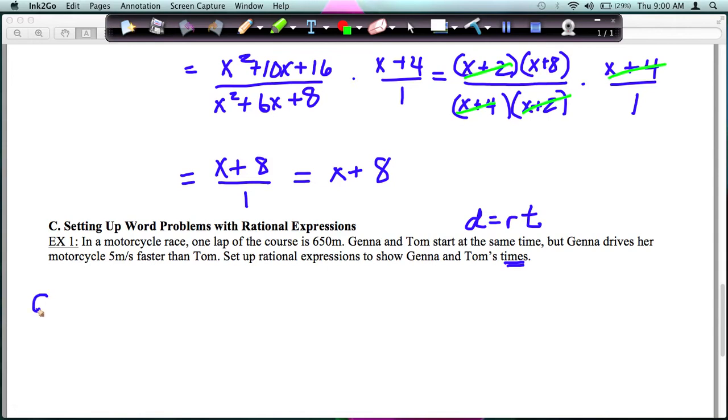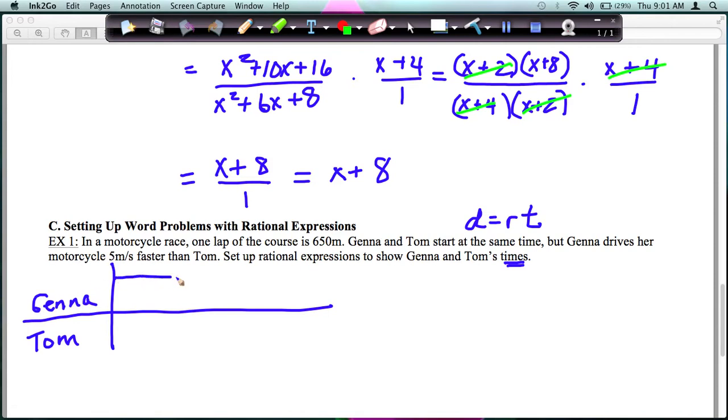So when I'm working on a problem like this, I like to set up a table just to help me organize all that information that I'm given. So I have Jenna and Tom, but it could be whatever you're looking at, whether it's a train, a bus. And I'm going to fill in distance equals rate times time. Okay, so for Jenna, I know her distance is the length of the course, which is 650 meters. I leave the units off when I'm filling in this table. And Tom is also 650 meters.